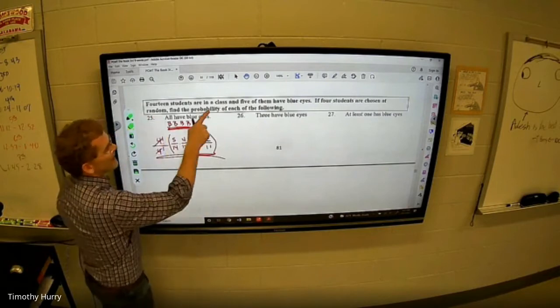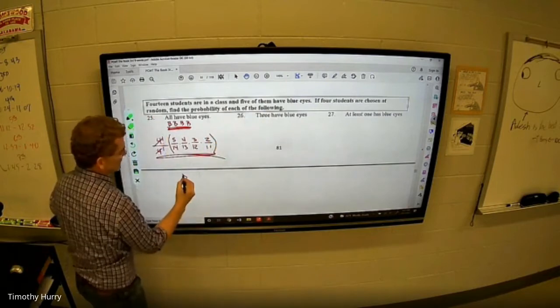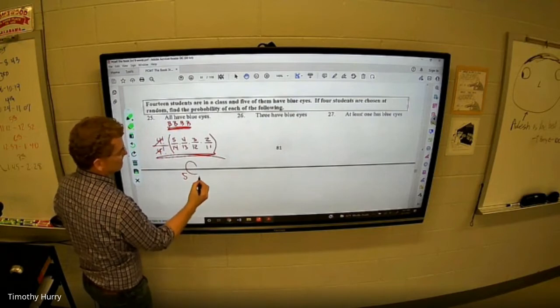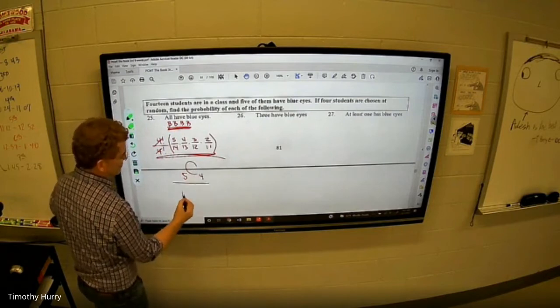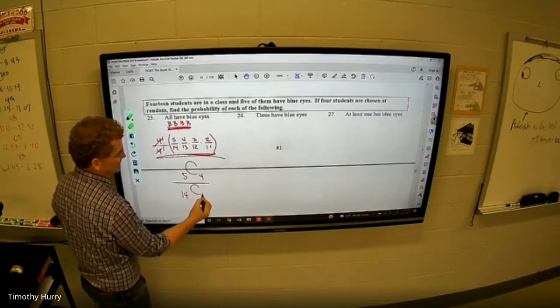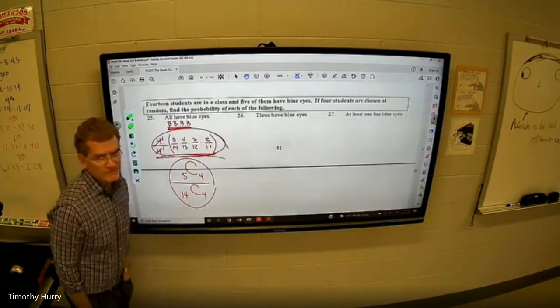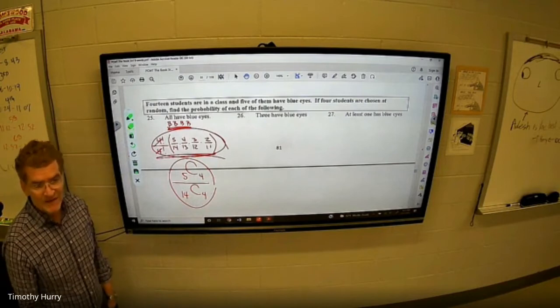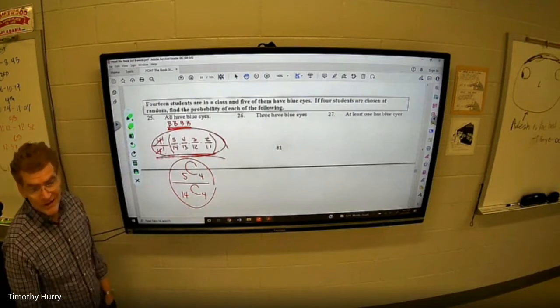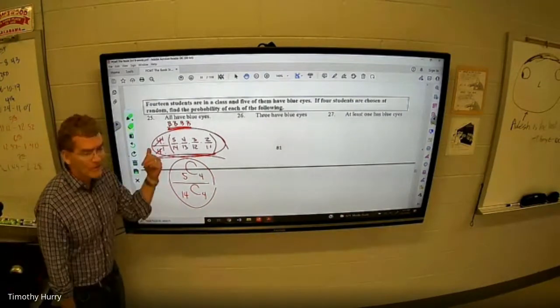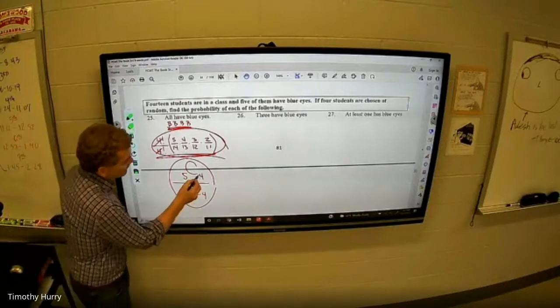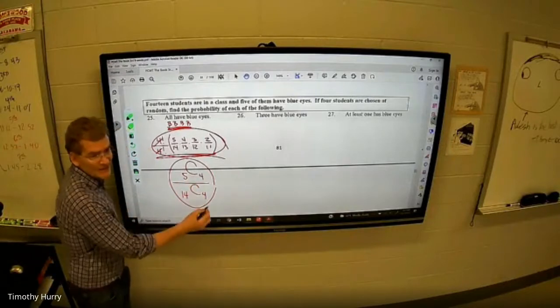There are 5 blue-eyed students, but I am choosing how many of them? 4. There are 14 total students. I'm choosing what? 4. That and that are the same. Are you with me? And if I said in that order, actually, you'd still be right, because this 4 factorial on the bottom and that 4 factorial on the bottom would end up canceling.